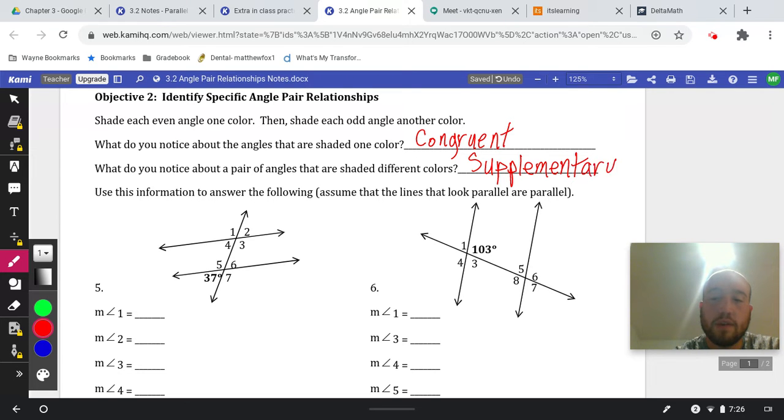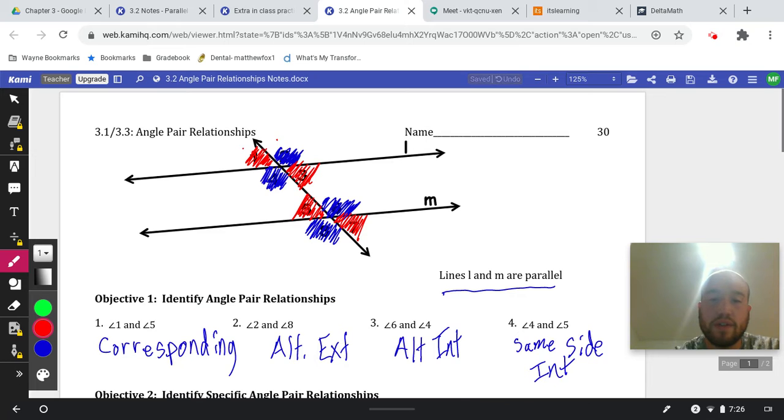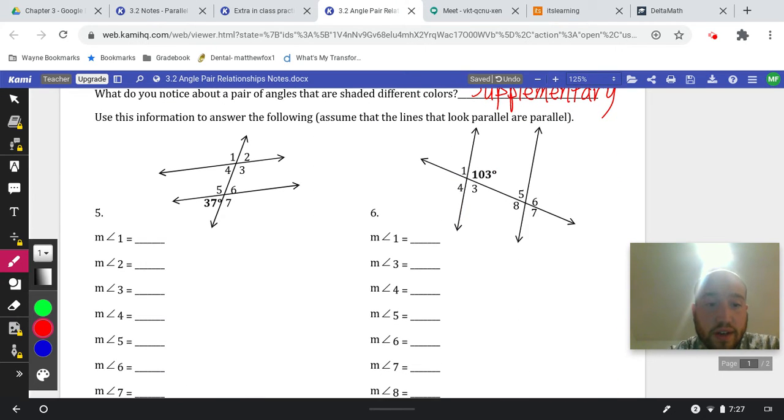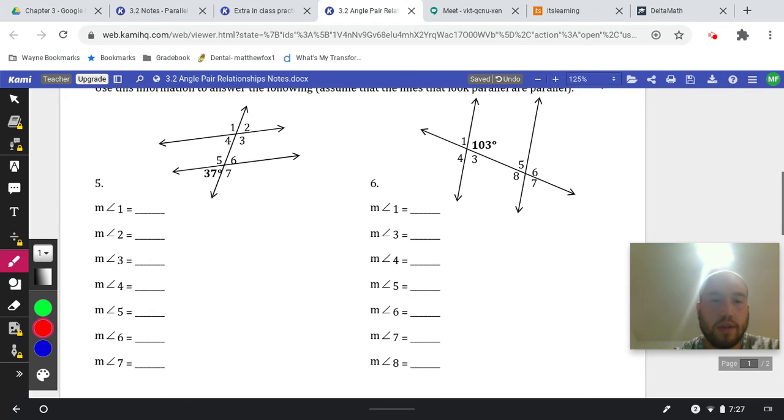If you need to, you can pause the video and take a picture of this so you can kind of have that picture to remember it. Take a screenshot or something. But let's go ahead down here, and it says we want to use this information. We're going to assume the lines that look parallel are parallel, it says. So we can also, if you prefer, put this little arrowhead on there.